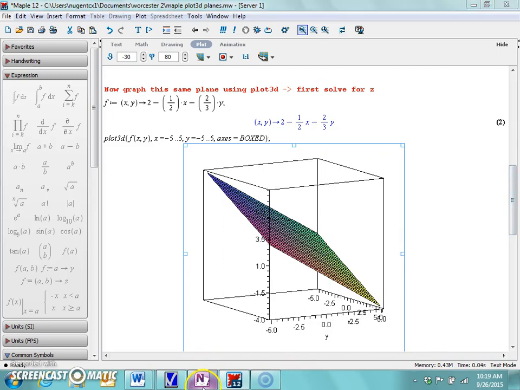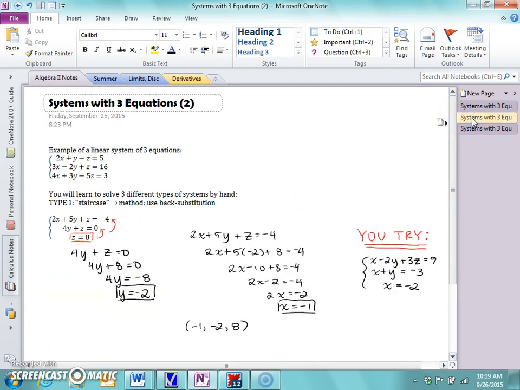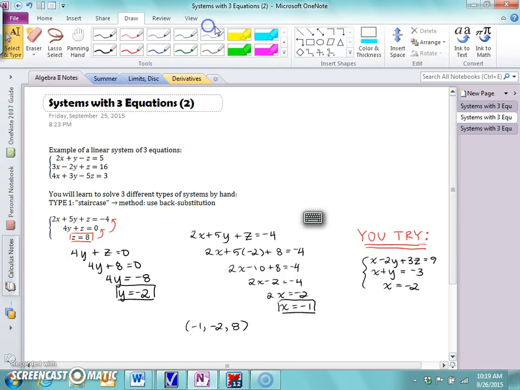So let me jump back to the notes. Okay, so make sure you have this whole page copied down because I'm going to go to the new screen, so pause the video if necessary. Here's just an example of a system with 3 equations. There's infinitely many kinds. This is just one. We'll start solving these on Monday and Wednesday. We're not quite ready for those yet.